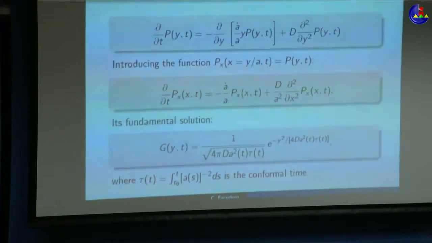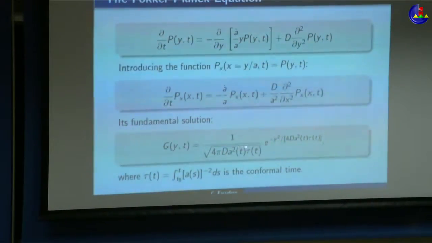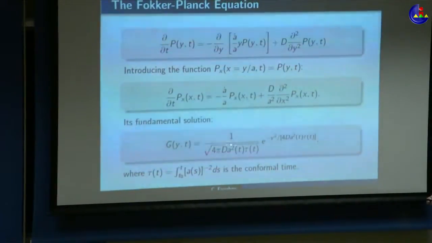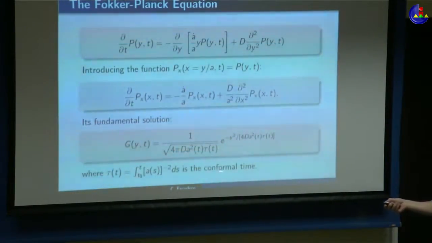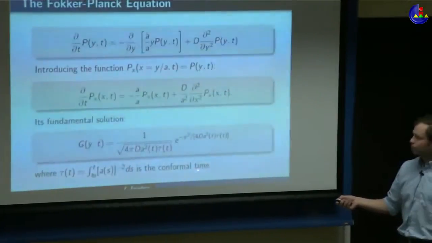I will not enter into more technical details. After this trick, we can get the exact solution in many cases. For instance, the fundamental solution is written here. It very much looks like the solution in the static case, but we have to introduce this tau, which somehow plays the role of time, and it's given by this integral. It's also called conformal time in cosmology.